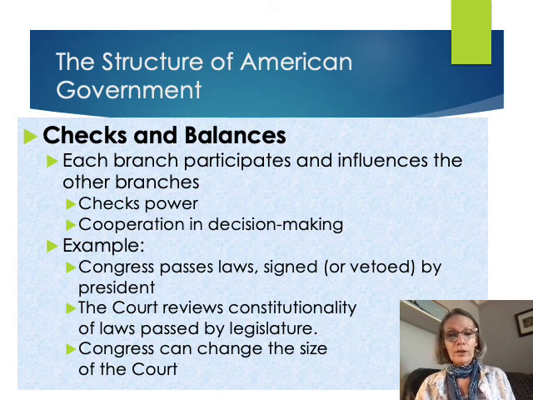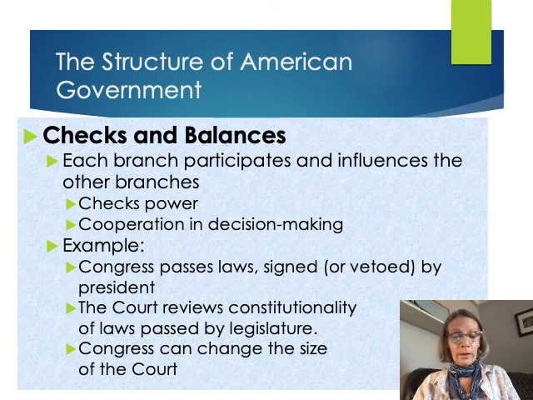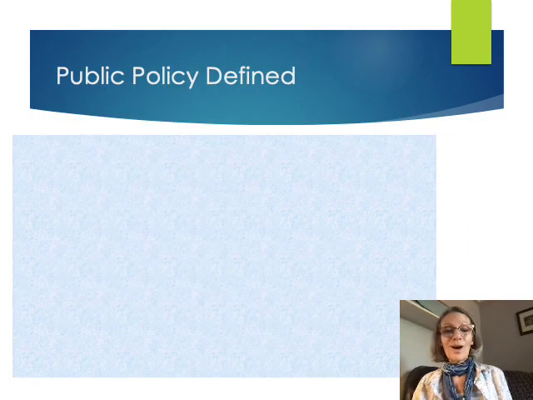So if Congress wanted to, they could increase the size of the court and put a bunch of justices on there that respected the reproductive rights of women. Not that that's going to happen, but it's a good example of that interplay between checks and balances. All right, let's move on to define public policy.